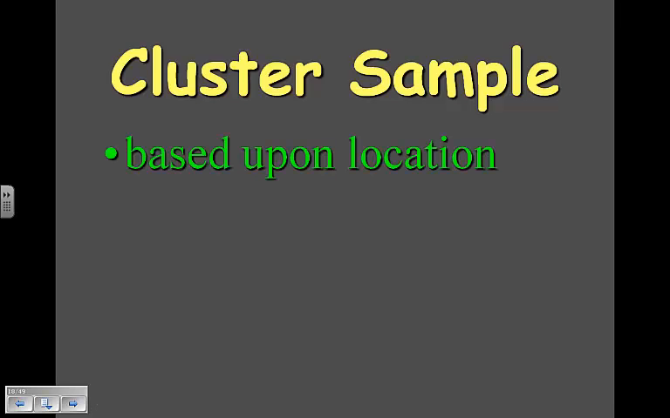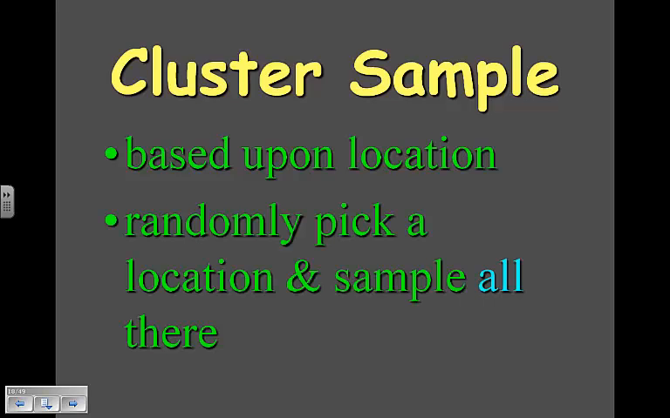Next up we have a cluster sample. It's based on location. Location, location, location is all about clusters. You randomly pick a location, and then you sample everything there. That's the difference from a stratified sample. In a stratified sample, we take little pieces from each stratum. In a cluster, we base it upon location, we randomly pick a location, but we sample everything in that location.